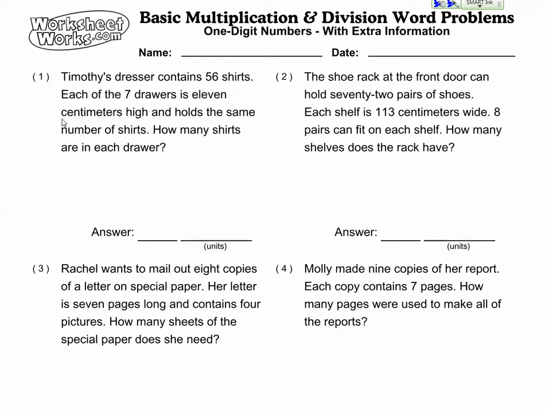Let's start with the question. How many shirts? Ooh, there's our units. How many shirts are in each drawer? So let's go back. Anywhere it talks about shirts in here, we're going to circle those numbers. Timothy's dresser contains 56 shirts. So Panthers, this is the number that we're starting with.